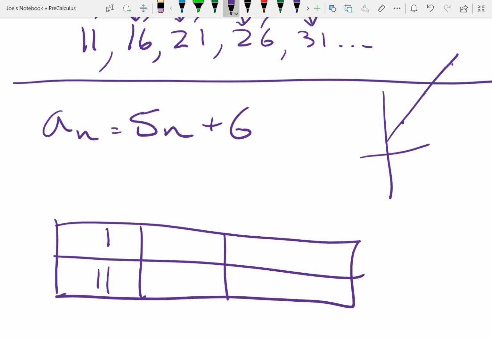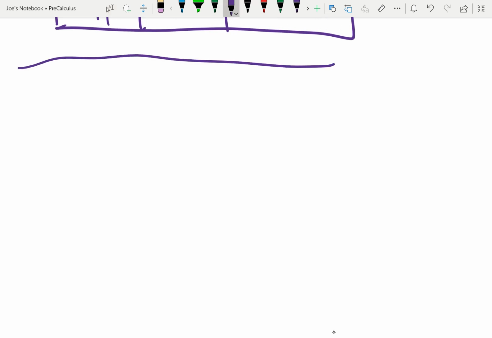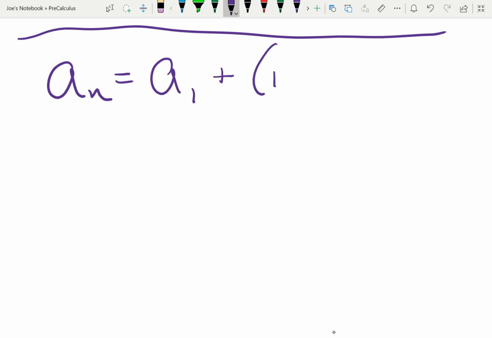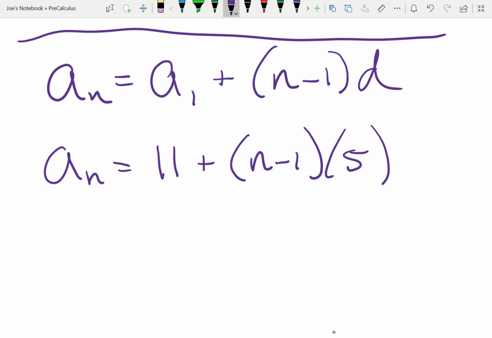The formula-following way is this. And I'm going to lean towards probably giving you the formulas. I understand you're all tired at the end of the year, as long as you're working. So I'm going to give you this formula. The general formula, so a sub n, that's like the f of x, is your first term plus your n minus 1 times the difference. So let's do it. We said our first term was 11. So the formula is 11 plus n minus 1 times the difference, which you noted was 5.